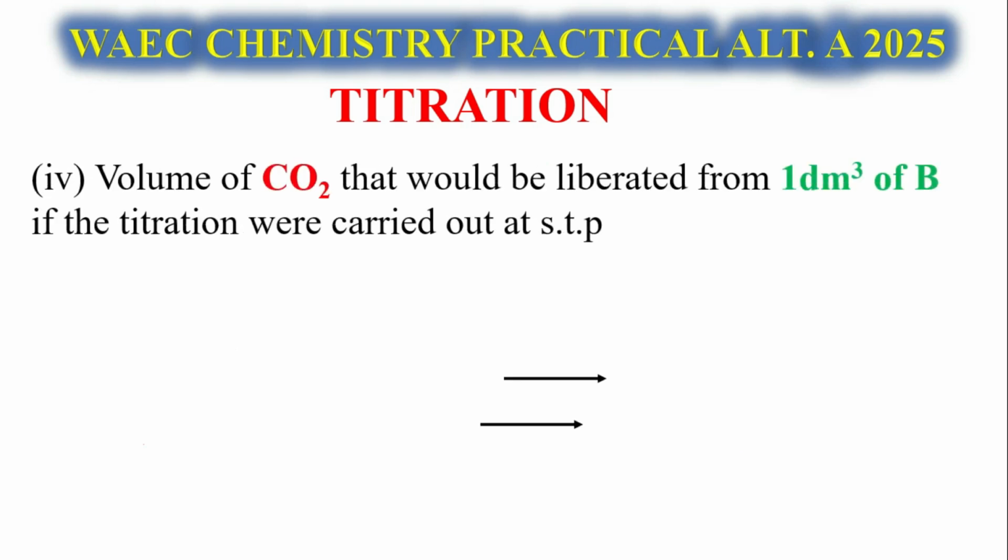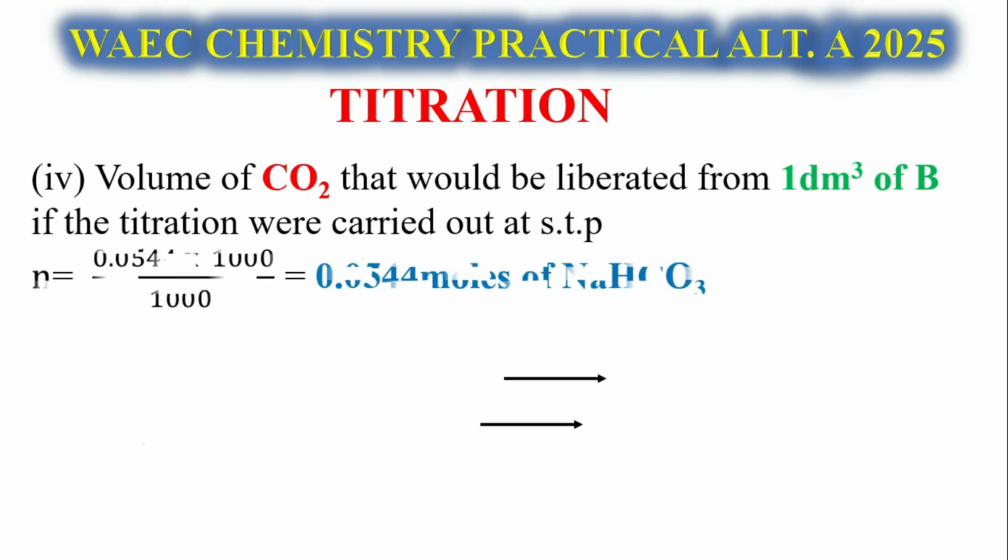Question number 3 says: volume of CO2 that will be liberated from 1 dm³ of B if the titration were carried out at STP. What it means is that at STP, your volume is going to be 22.4. All right, I'm going to first of all convert my mole per dm³ to mole. That's why I'm using the formula that says n equals CV over 1000. That's the formula I'm using.